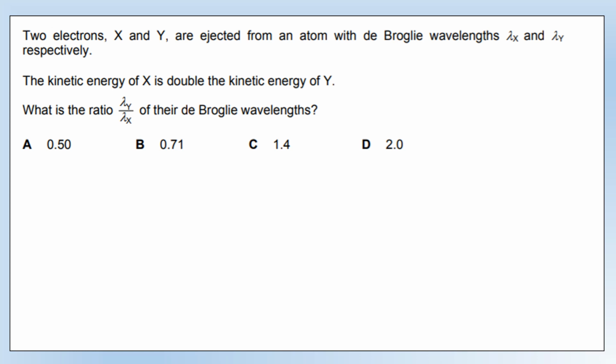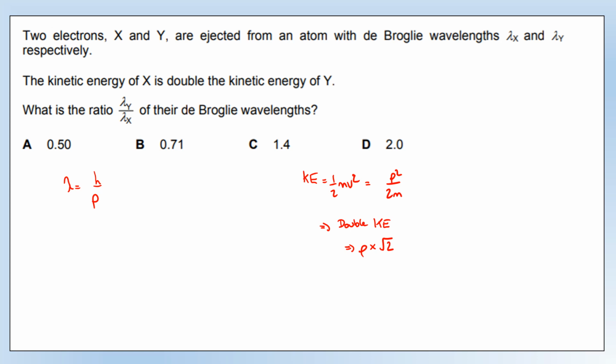Okay, so we know that de Broglie wavelength is related to momentum. So what we're going to need to do is get an expression for momentum in terms of the kinetic energy. We know that kinetic energy is half mv squared, which is equal to p squared over 2m. So what this means is that double KE means that momentum is times by only root 2, because momentum is squared in there.